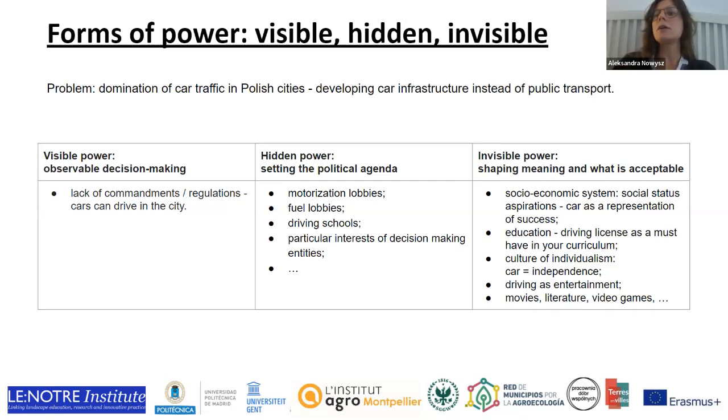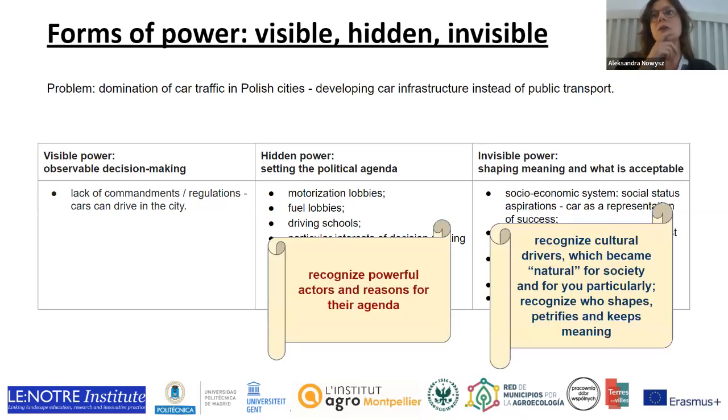And this framework of forms of power, visible, hidden, and invisible, we could also use when considering food systems and during food system evaluation. So to recognize hidden power, we need to recognize powerful actors and the reasons for their agenda. And to see invisible power, we need to recognize cultural drivers which became natural for society and for us particularly, and recognize who shapes, petrifies and keeps meaning.